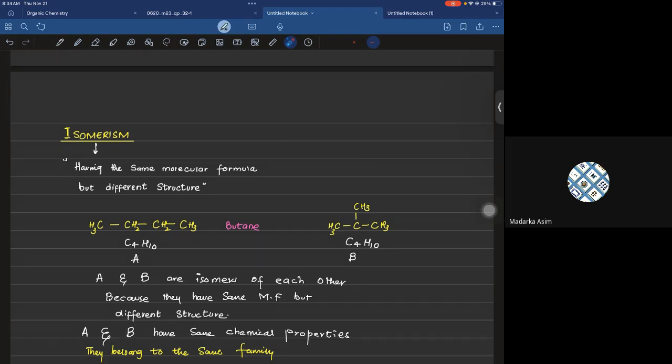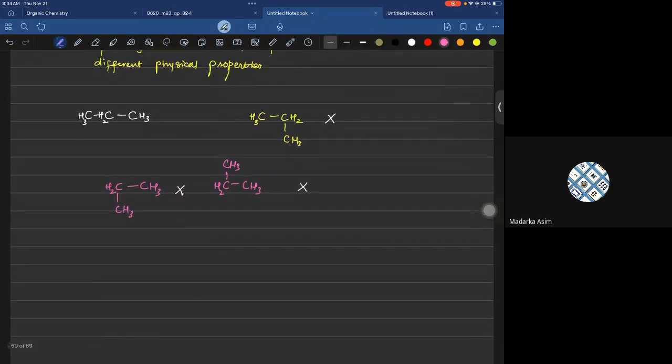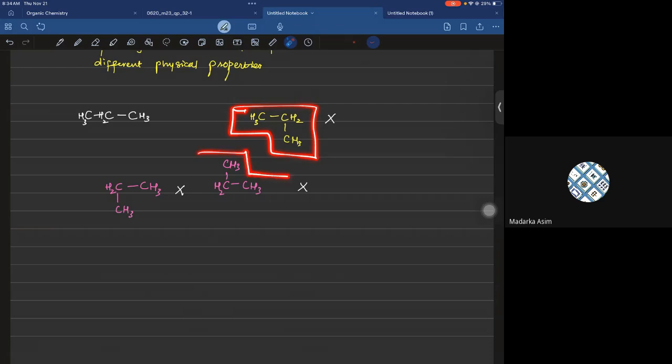Remember, if you think this way, everything would be easy for you to identify the isomers. So, in short, there is no isomer of propane. Remember, there is no isomer of propane. This is a straight chain, and this is just like that, and this is just like that. They are the same structure.